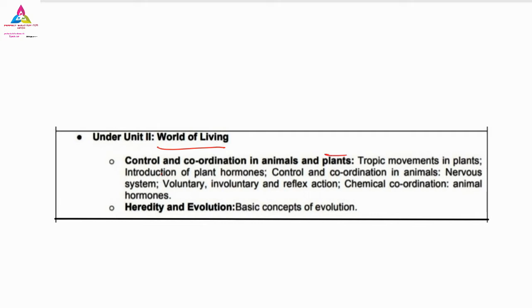In that they have removed tropic movements in plants, introduction to plant hormones, and control and coordination in animals. In the nervous system we have voluntary, involuntary and reflex action, that is removed. And chemical coordination and animal hormones, they have removed from the lesson. So just mark it down.